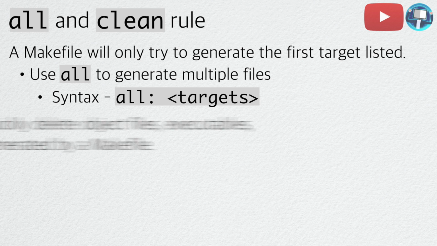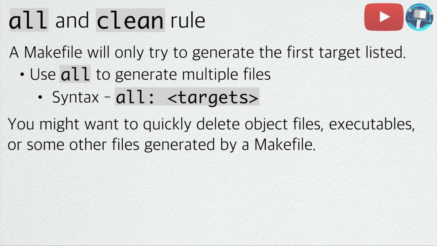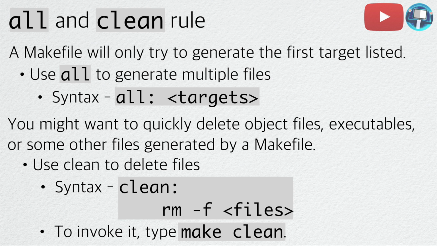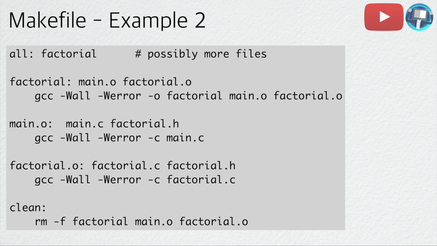Also, you might want to quickly delete object files, executables, or some other files generated by a makefile. To do this, use a special rule called clean. The command for the clean rule is rm -f, and the list of files you wish to delete when invoked. To invoke the clean rule, you type make clean in your terminal. Here is a makefile that uses both all and clean rules.